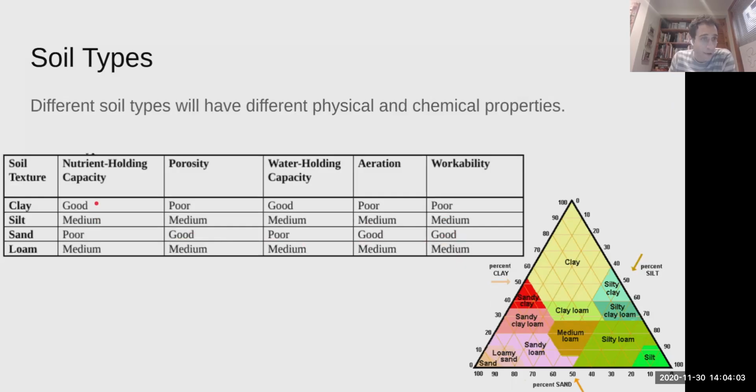Clay has some good properties. It'll hold on to those nutrients great. It'll hold on to that water really well. You wouldn't need to irrigate very much, but you still wouldn't be able to grow anything because those roots wouldn't have any space to grow, and there would be no oxygen in there. The water wouldn't seep down into it very well.